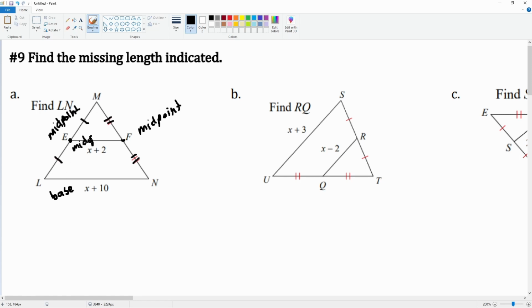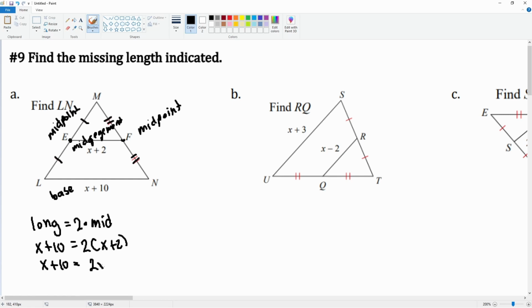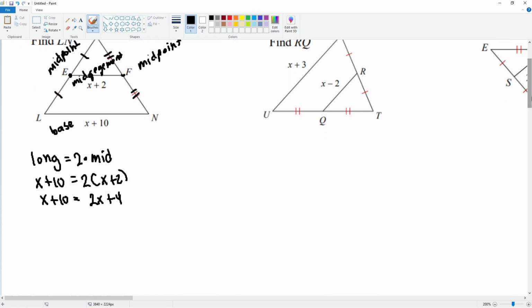Mid segment. Okay, that means the long is equal to 2 times the middle, right? So the long, which is x plus 10, is equal to 2 parentheses x plus 2, right? Let's simplify. x plus 10 is equal to 2x plus 4, right? And then let's do some solving here.